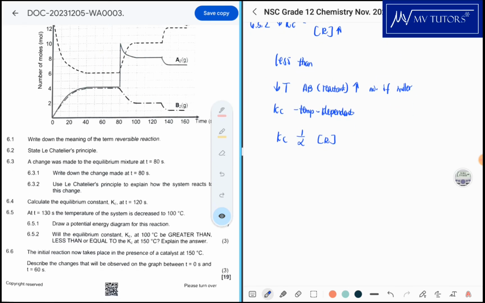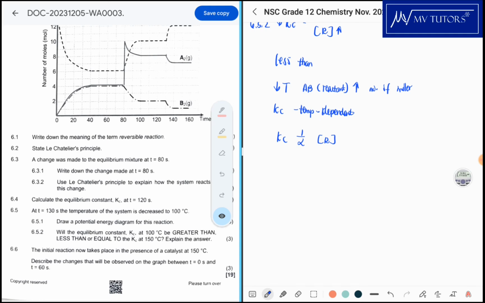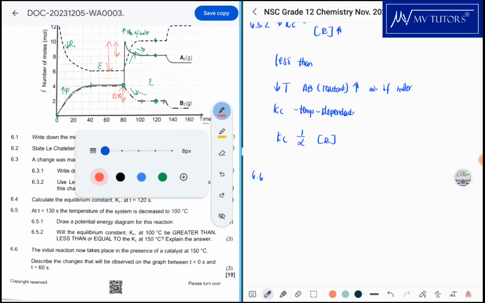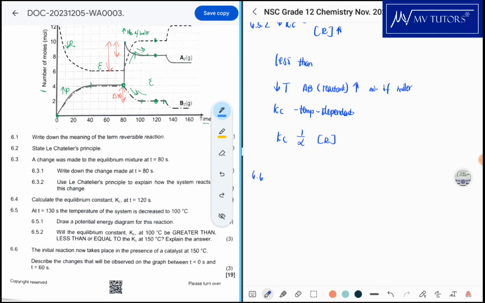And then 6.6, we're at the last question. All right, so it says, the initial reaction now takes place in the presence of a catalyst at 150 degrees Celsius. Now, describe the changes that will be observed on the graph between time 0 seconds and 60 seconds. Okay, so I'm just going to increase the thickness of the pen, and let's use blue now. So we are focusing here.